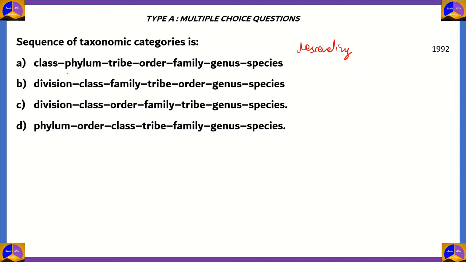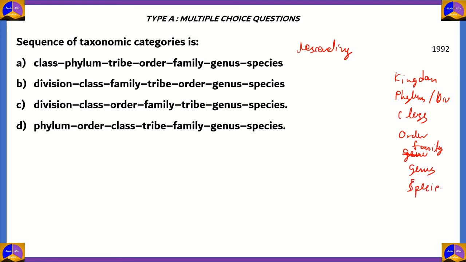So let's look at each of our options. Option A says class, phylum, tribe, order, family, genus, species. Immediately, you notice a problem. In the taxonomic hierarchy that we've studied, let's write it down. We have kingdom as the largest, then we have phylum or division, then we have class, then we have order, before genus you have family, and then you have genus, and finally species. Now these are the 7 obligate categories. You have also other categories such as tribe, which is present in between family and genus.